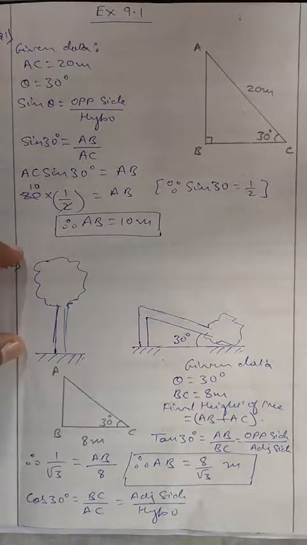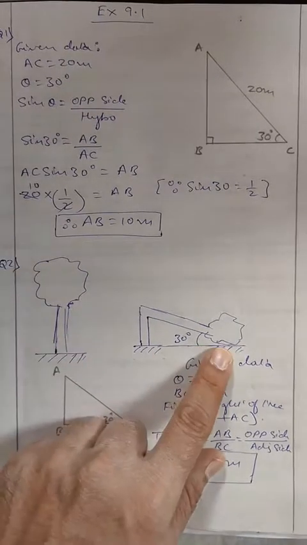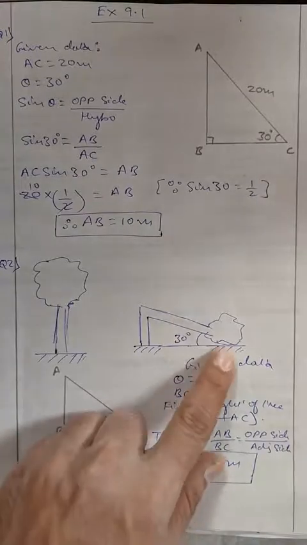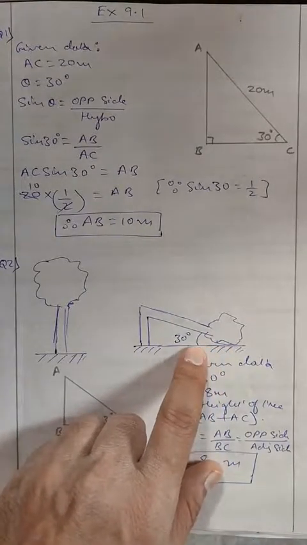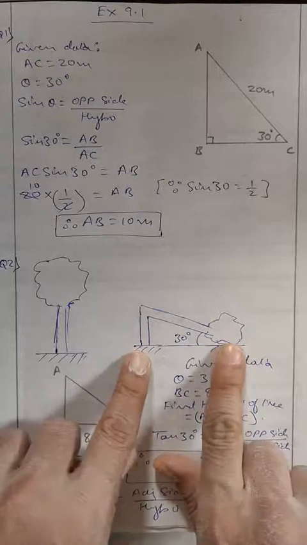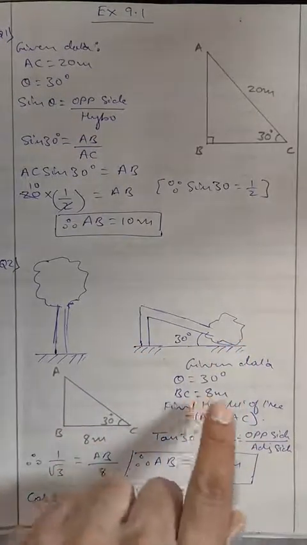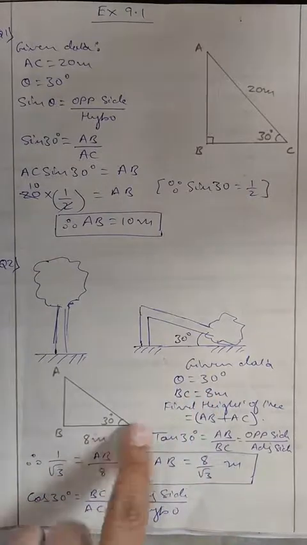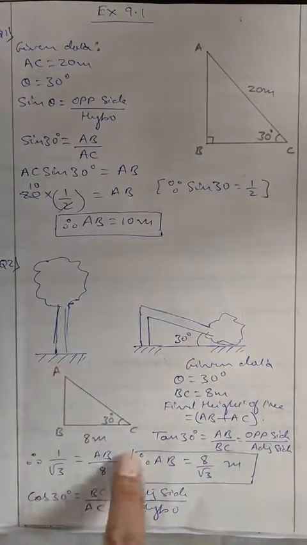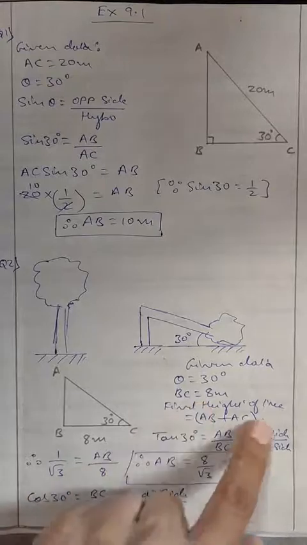So this is the tree. This tree is broken down. See, I have drawn the figure of the broken down tree, and this angle at the bottom is 30 degrees. They have given the distance between the point where the top touches and the foot of the tree, which is 8 meters. So theta they have given 30, BC they have given this. I have drawn the sketch ABC. BC is 8 meters. Find the height.